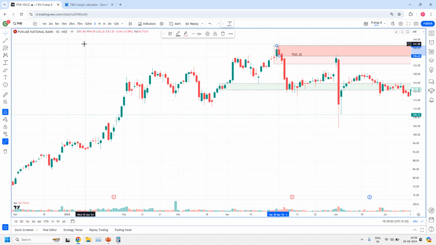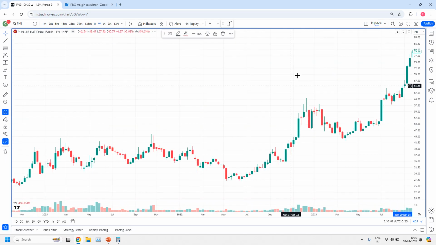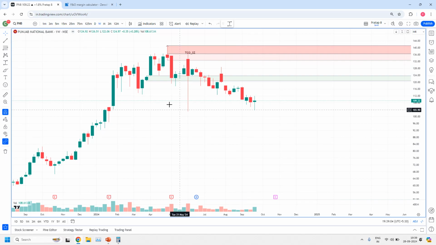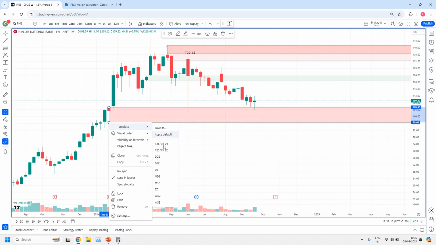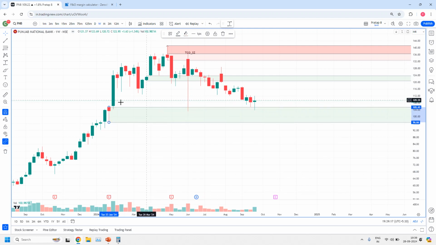So here you have, again let's go to the weekly time frame. The next weekly zone is available here, rally, base, rally. This is the weekly demand zone. So you want to target up to this weekly zone. This is our target zone, and this is our entry.